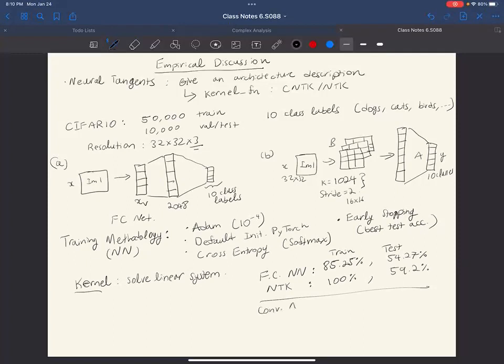Now, if I take my convolutional neural network, I can do the same game. I early stop it. Of course, this one does much better. So this gets 88.57% training accuracy and 61.6% accuracy on testing. So it's way better. So this is like so far the best one.